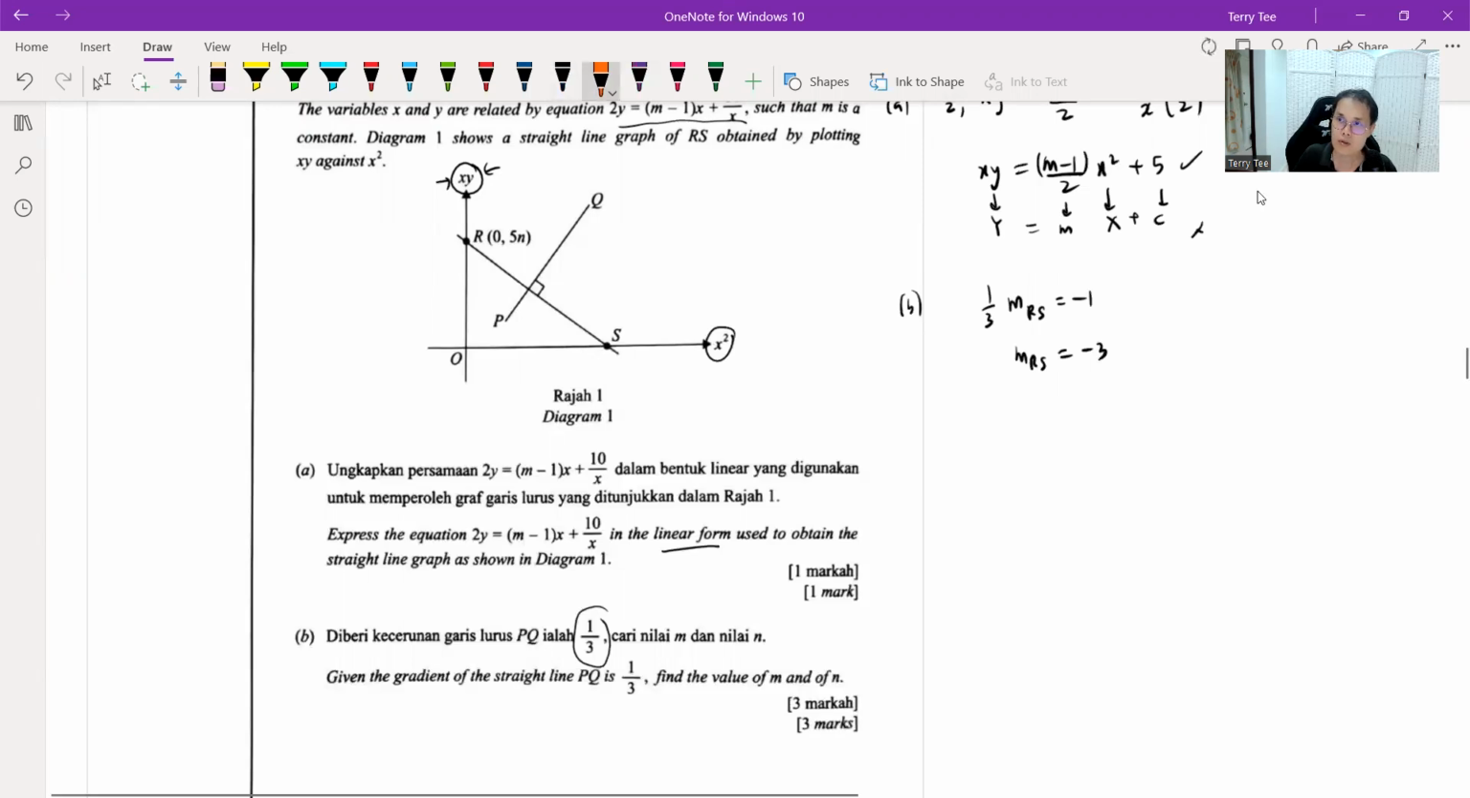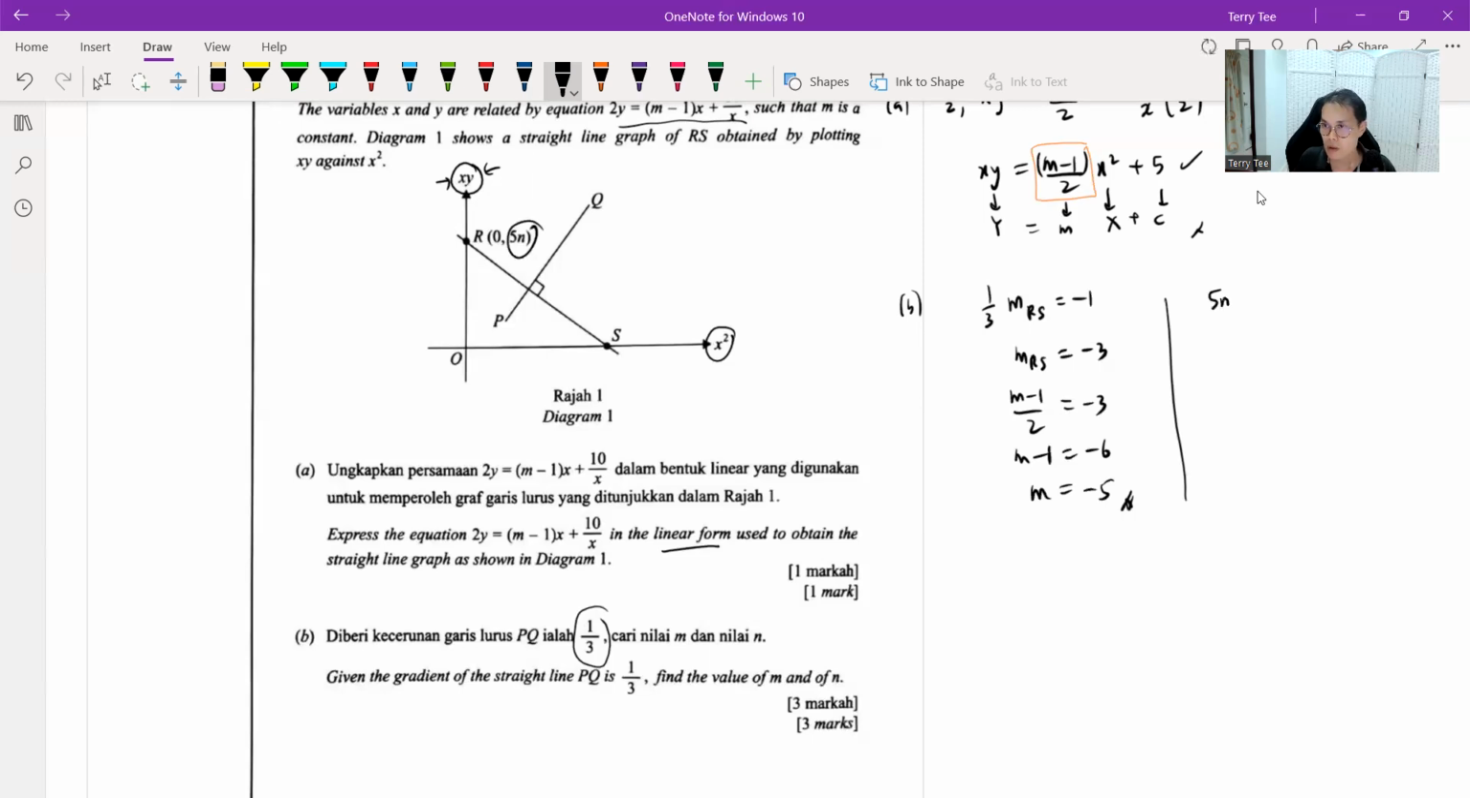Now, from your graph, your straight line, the linear form that I've got here, my gradient is m minus 1 over 2. I equate it with negative 3. So let's multiply over. This is negative 6. The 1 bring over, my m is negative 5. For your y-intercept, my y-intercept from the graph, I already have it here, is 5n. I want to compare with the y-intercept that I got from the equation, which is 5. So my n is just 1.